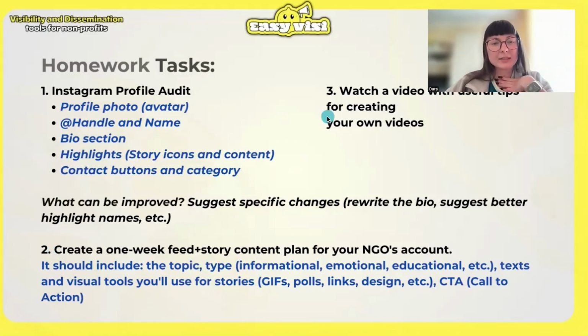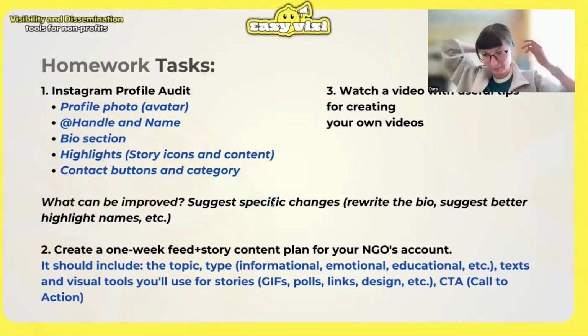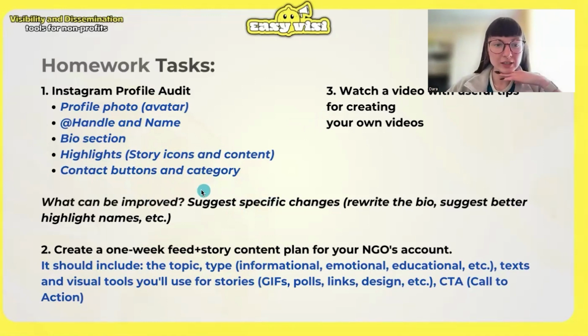So you do a little Instagram profile audit, and you check your profile photo, your handle, no, not hashtag, your nickname, and your name. What is it all about? Your bio section, or your highlights. What are they telling about you, and contact buttons. Are they added or not? Are they active or not? And what categories you have, for example, of what your organization does. So you check on it and you write what can be improved, suggest some specific changes. You can rewrite it. You can suggest better highlights, and I may check on it later. Let's say maybe the week after this meeting, so you will have some time to analyze it and learn it, and then I have feedback from you.